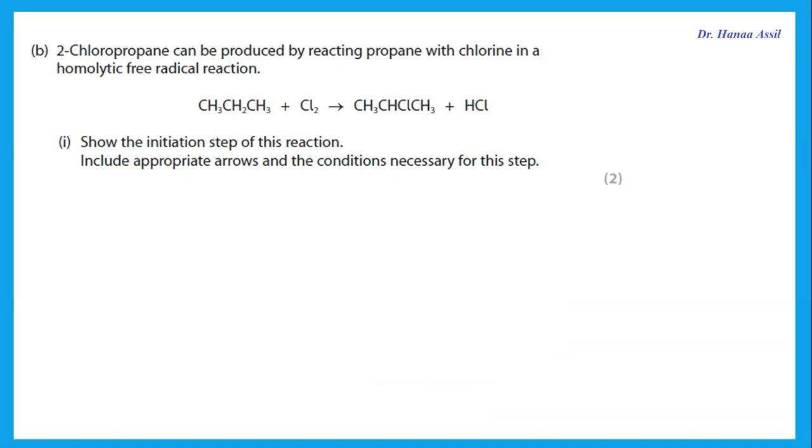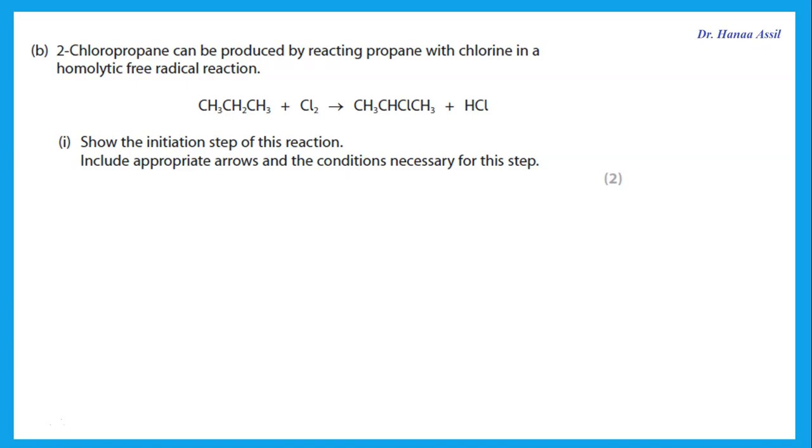2-chloropropane can be produced by reacting propane with chlorine in a homolytic free radical reaction. Show the initiation step of this reaction, include appropriate arrows and the conditions necessary. Remember, we said alkanes, when they react with halogens, do free radical substitution reactions, in which one of the hydrogens will be replaced by chlorine.